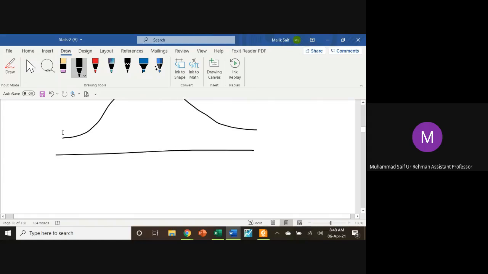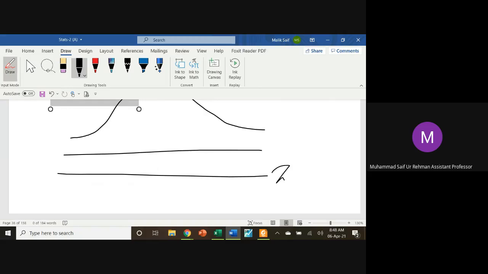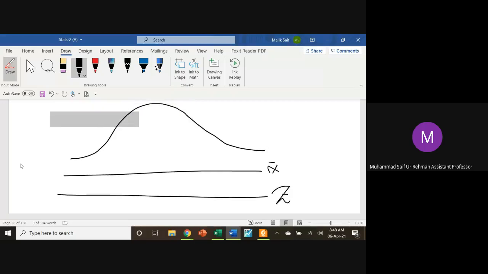And then there will be another scale. Let me draw the other scale, that is z scale. This is your z scale, and in this case, this is your x bar. So in the center, there is mu. The value for mu is given, that is 40. And definitely against mu, the value of z will be 0. Okay.